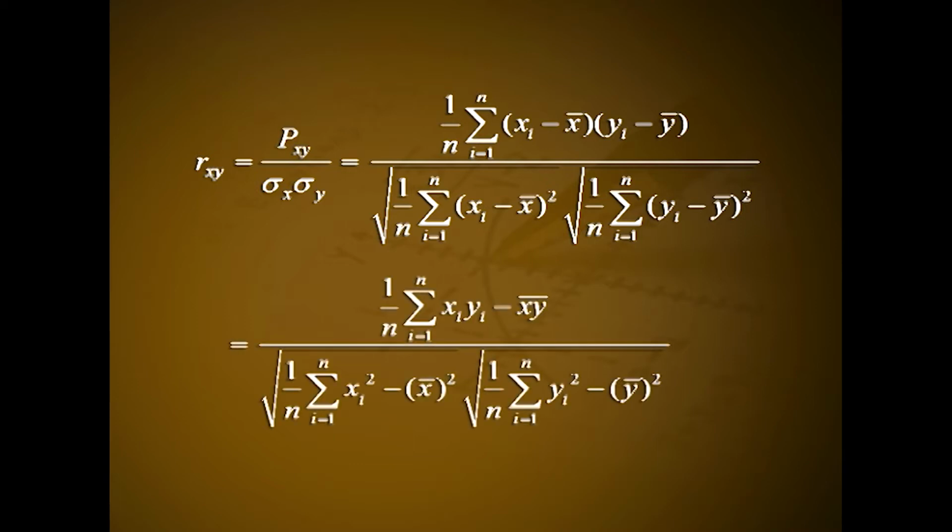square. That is equal to 1 by n into summation i from 1 to n xi yi minus x bar into y bar, divided by square root of 1 by n into summation over i from 1 to n xi square minus x bar square into square root of 1 by n into summation i from 1 to n yi square minus y bar square.